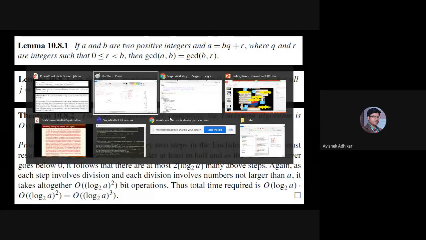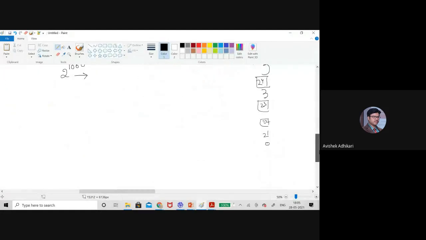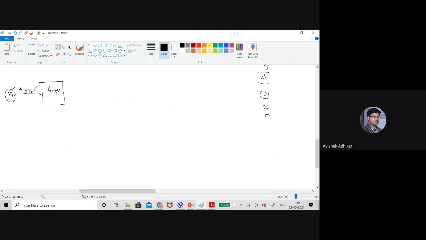So what do you mean by the polynomial time algorithm then? That is the most important part here. So suppose an algorithm is there. So this is my algorithm, and suppose n is my input and input size is say m. So this is my input size. Input size means the number of bits required to represent n. So this is my decimal number. Okay, so this is my m.